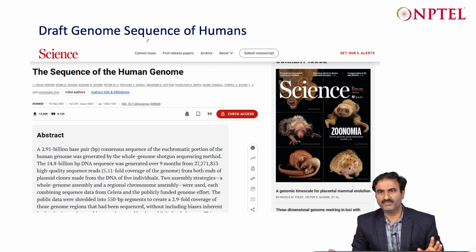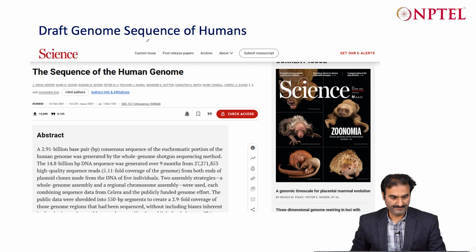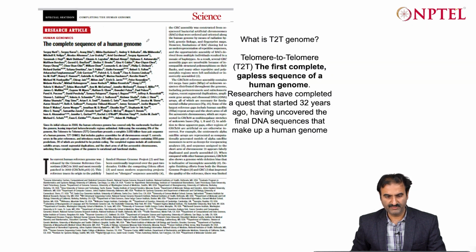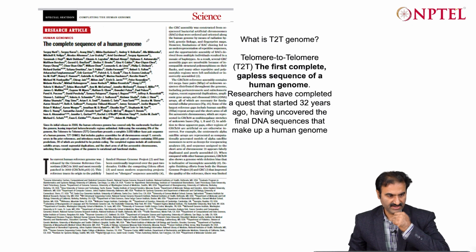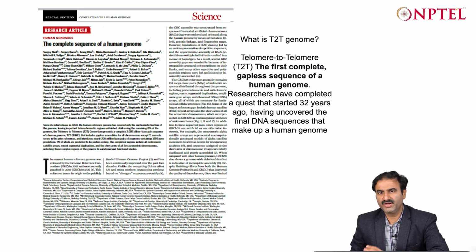Okay, so it was an important effort and involved so many people across the world, right? So this was the paper that came in the Science issue in the year 2001. Okay, then recently, like last year, the complete genome came, which is the telomere to telomere assembly.